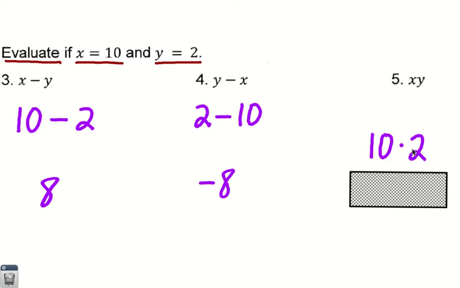2 times 10 would have got you the same answer because, you know, you're multiplying, and you can do that, but so 10 in for x, 2 in for y.